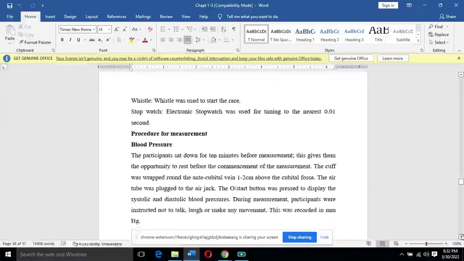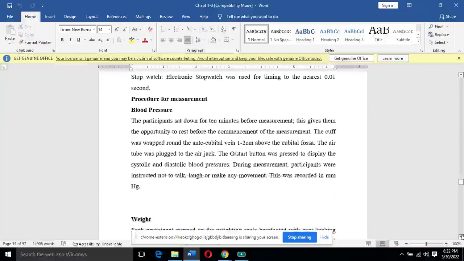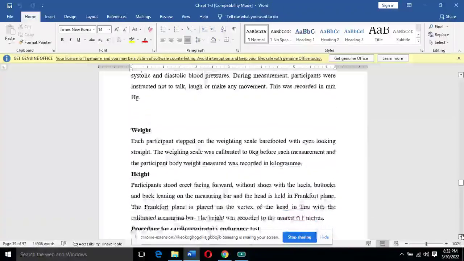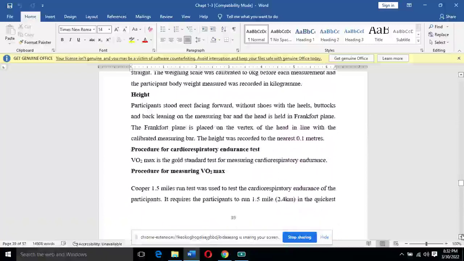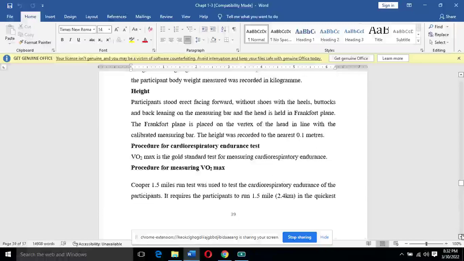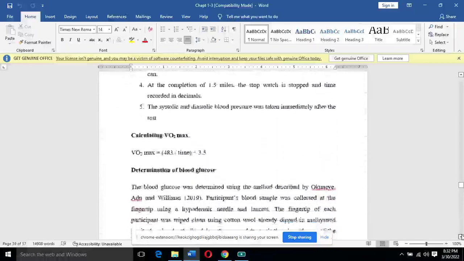So also you may need to state the procedure. If it is experimental, you need to state the procedure, how you carried out the measurements that you took. Like for instance, this person is talking about how he took the blood pressure, how he took the weight and the height. And you also need to inform us about the procedure for the cardiorespiratory endurance test. All these are contained in your chapter 3.